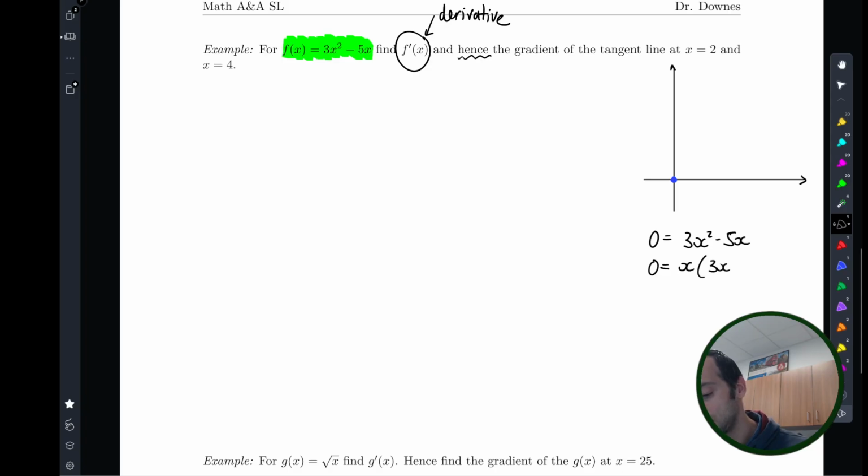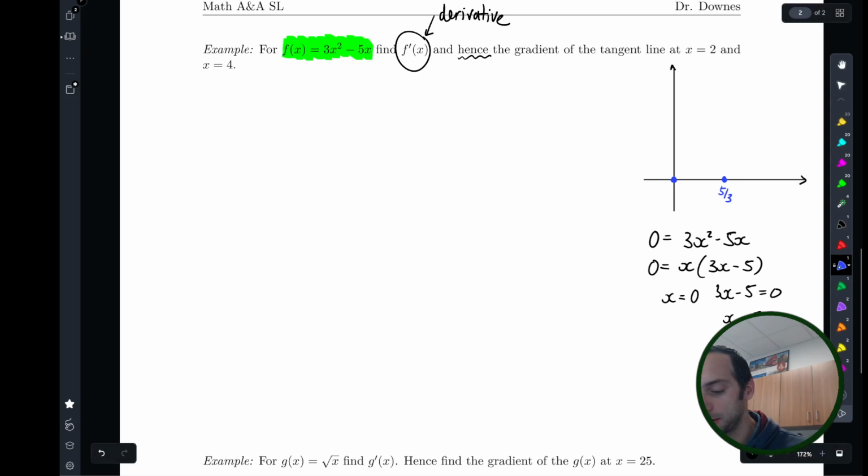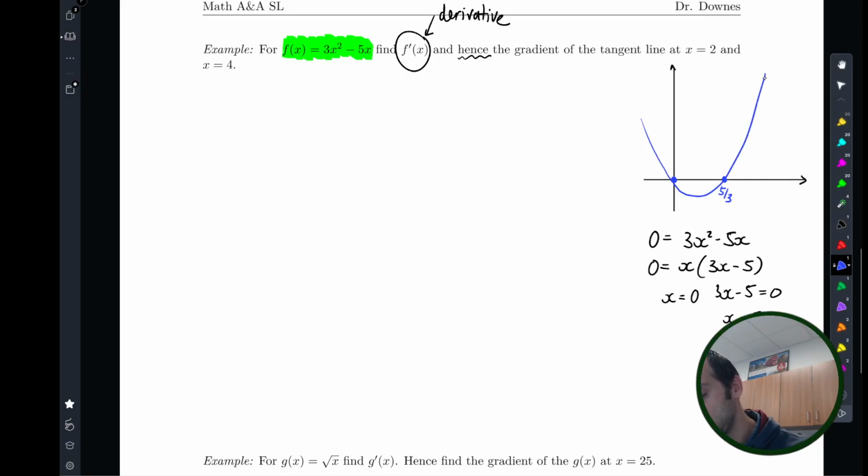Simple piece of factoring allows us to take out one of the x's, and we get x equals 0, and 3x minus 5 equals 0. If we solve this other equation, the other root is at 5 over 3, so a little over 1, but less than 2. And we know it's a parabola that opens up because the leading coefficient is positive. So we can go ahead and throw down a quick sketch of it right here just to help us interpret what we're finding at the end. Okay?